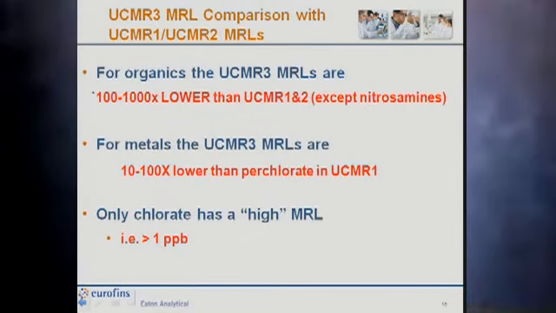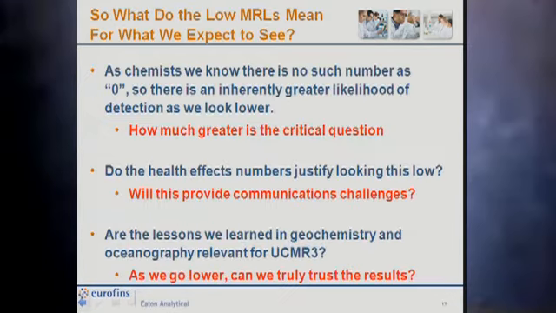So if we compare UCMR 3 to UCMR 1 and 2, the organics are generally 100 to 1,000 times lower, with the exception of the nitrosamines. For metals, we're looking at 10 to 100 times lower, and only chlorate has that high MRL, where high in this case I'm defining as anything above a ppb.